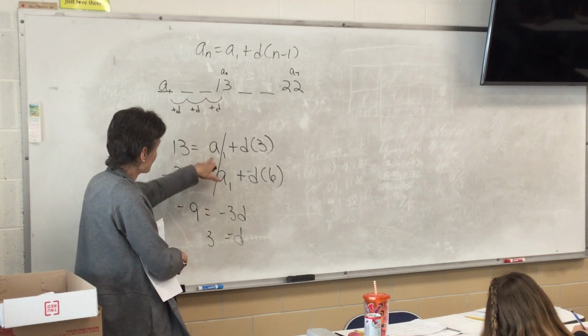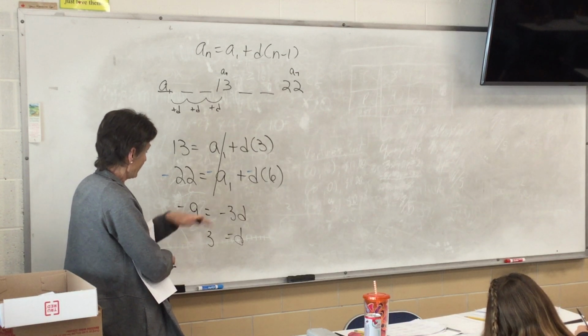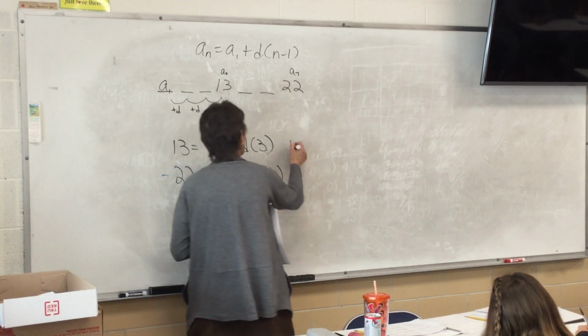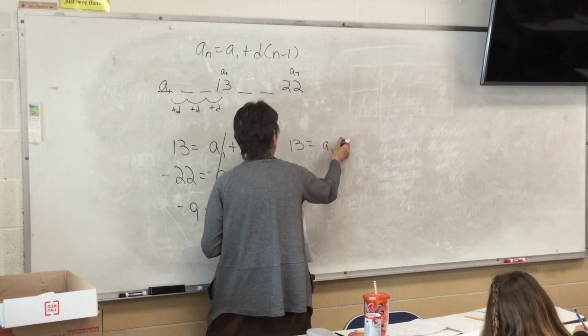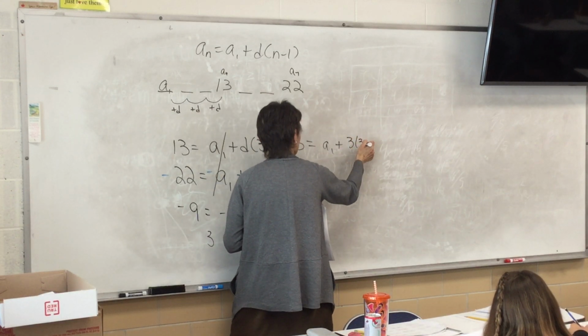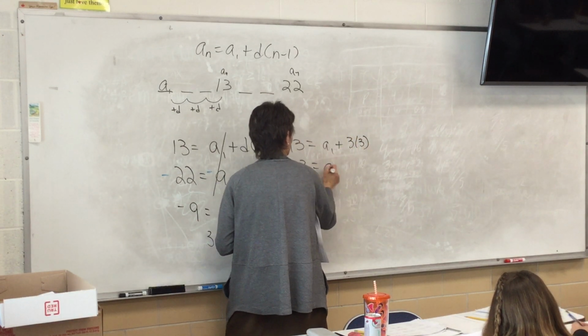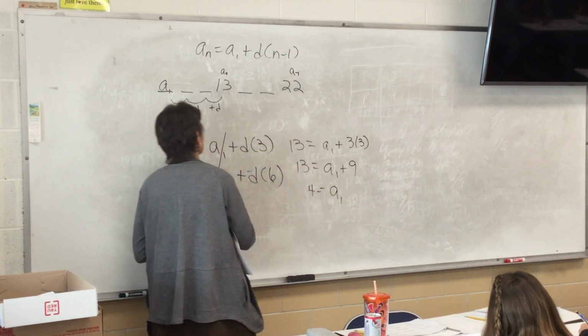Now, how do I find the other thing I didn't know? Plug it in. So 13 equals a sub 1 plus 3 times 3. So a sub 1 equals 4.